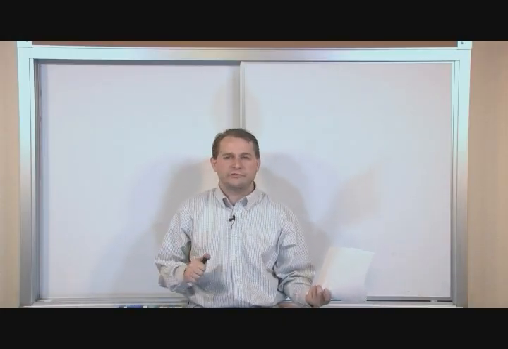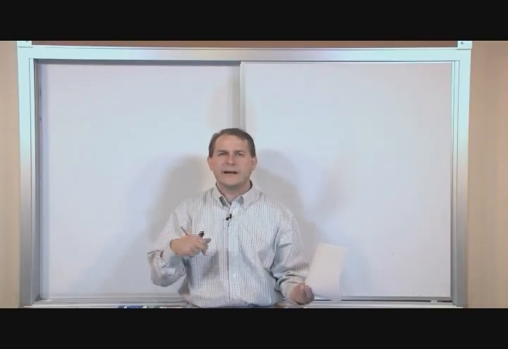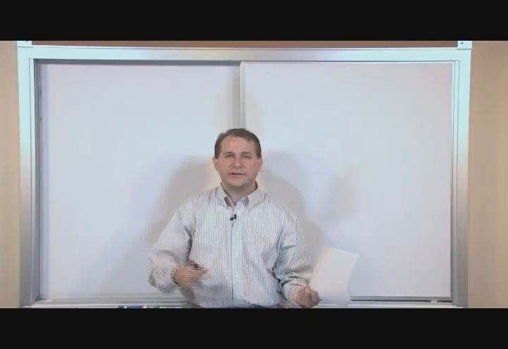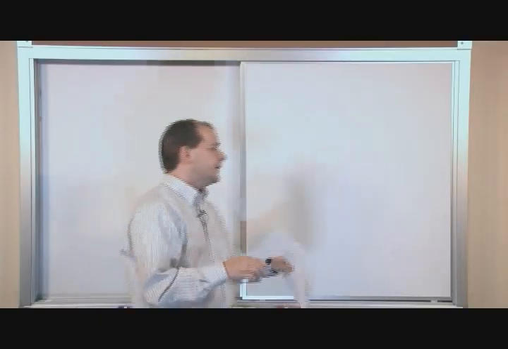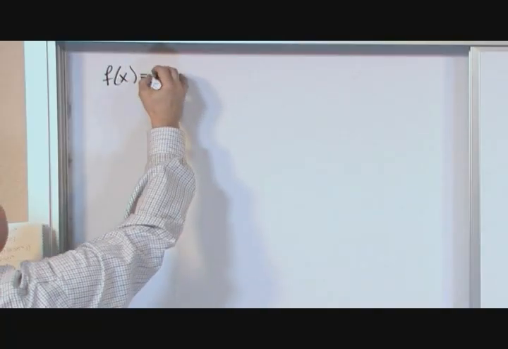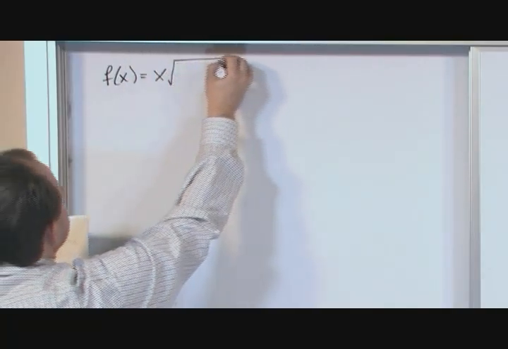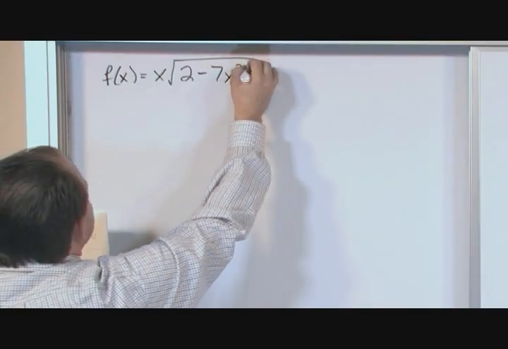So what we're going to do is do some challenging problems indicative of what you might see on your test. And if you guys can do these, and the extra ones that you can find in your textbook, you'll be absolutely fine and comfortable dealing with the chain rule. So let's say we had a function f of x is equal to x times the square root of 2 minus 7x squared. All right?